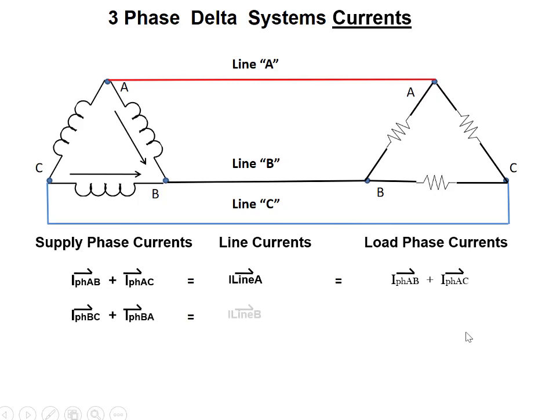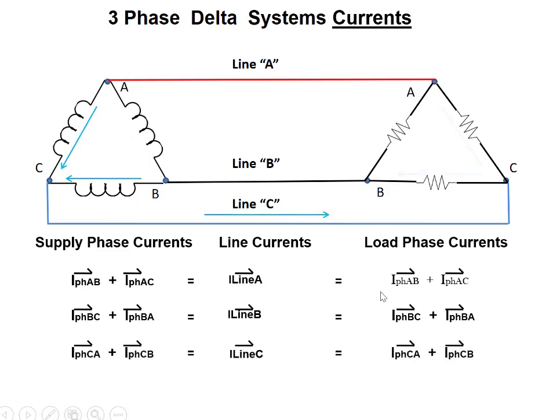For line B, the current drawn by the load through line B at point B splits and goes through phase B to A and phase B to C. So the load will draw current through line B that is shared from the phase loads B to A and B to C. Again, the same thing for line C. As the load draws current through line C, when it gets to point C on the load, it splits between phase C to B and phase C to A.